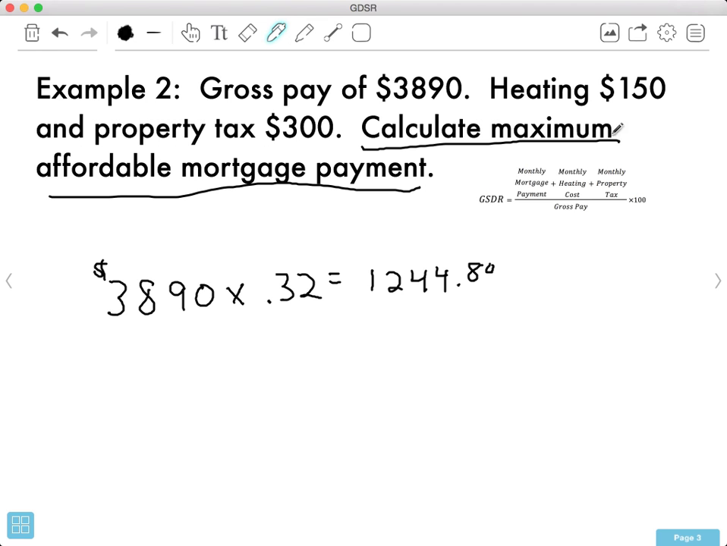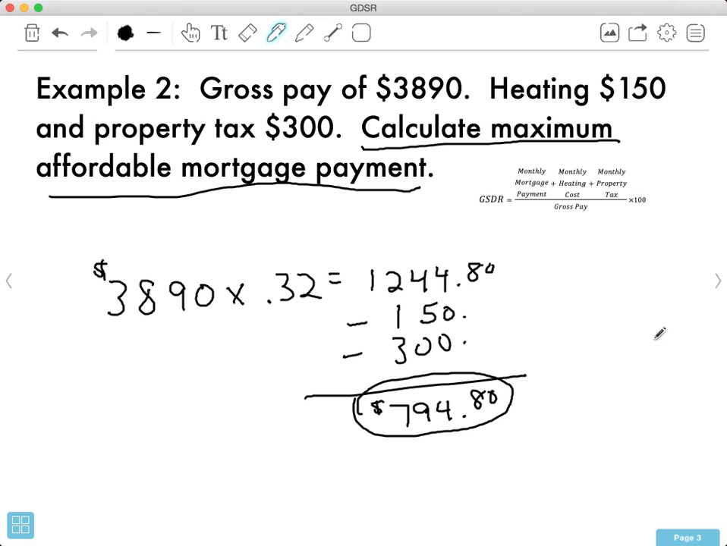But I already know how much I'm going to be spending on heating and property tax, so if I subtract heating from that amount, and I subtract the property tax from that amount, then what I end up with, after minus 150 and minus 300, is $794.80, and that would be the maximum affordable mortgage payment.